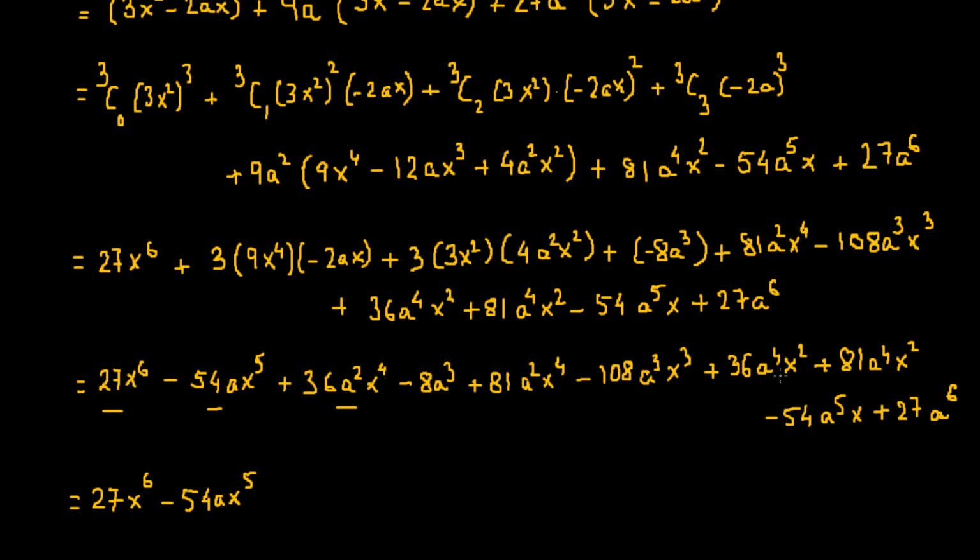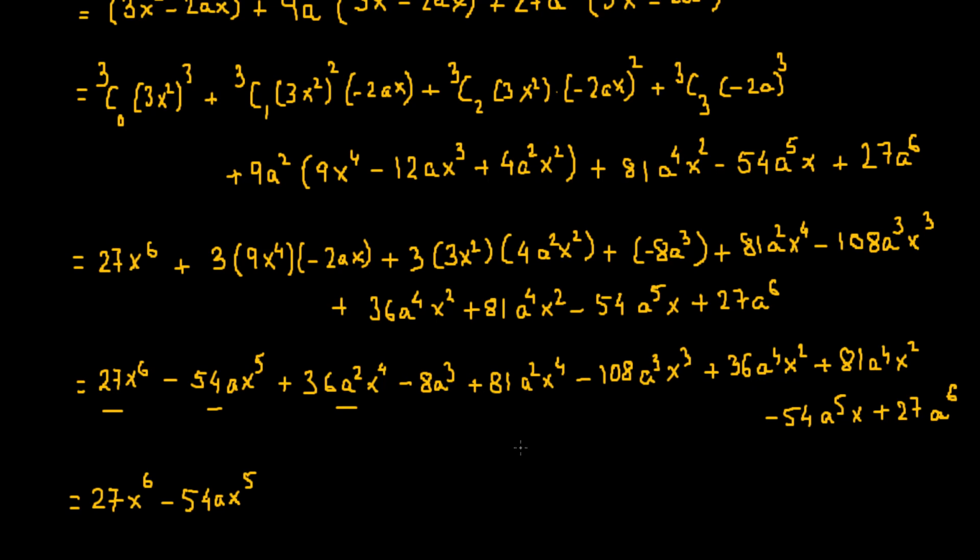I think I'm missing something. So let me quickly recheck. 27x to the power 6 minus 54x to the power 5 plus 36x4 a squared plus 81 a squared x4 minus 108x cube a cubed plus 36x square a4 plus 81 x square a4 minus 54 a5x plus 27 a to the power of 6 minus 54. Yeah, everything is fine.